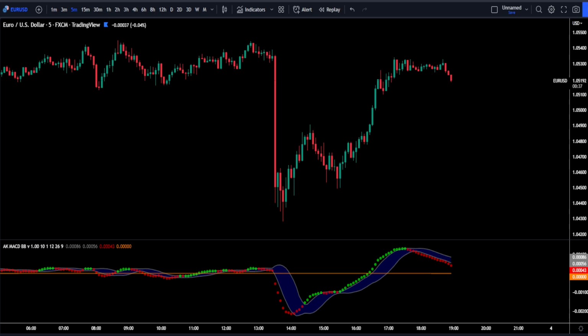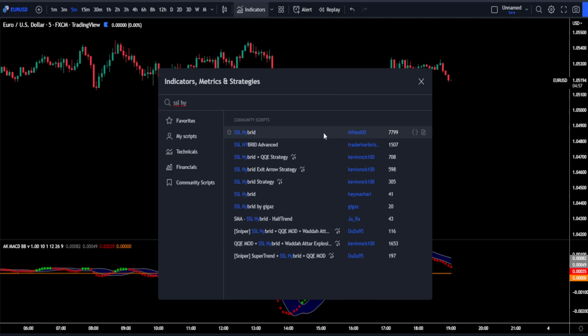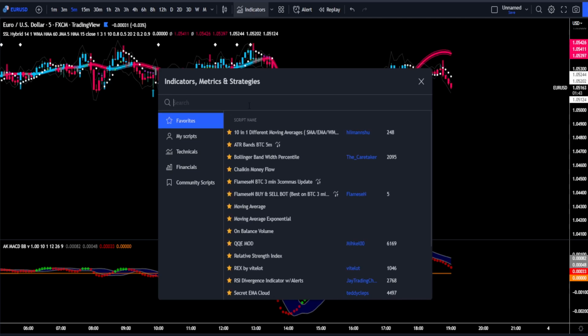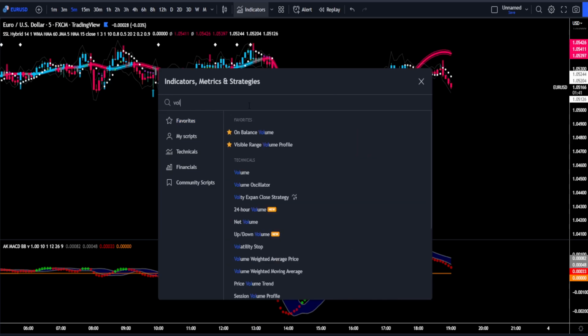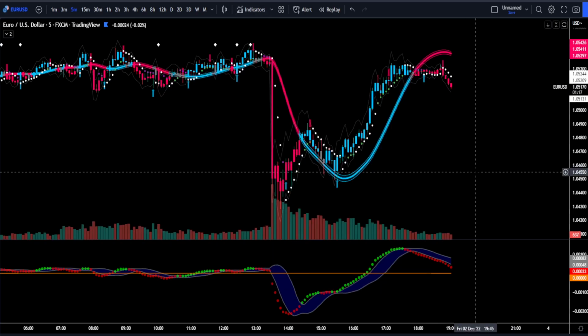Now that you know how this indicator works and how powerful it actually is, we will now go ahead and add another indicator to our chart, because even though the indicator is very solid, it still will provide us with a lot of false signals. By adding more indicators to the chart for confirmation, we will be able to eliminate a lot of these false signals. So the next indicator we will be adding will be our SSL hybrid indicator, which is this one by Michael. Then the final indicator we will be adding to our chart is the simple volume indicator. These are all of the indicators we will need for this profitable scalping strategy.